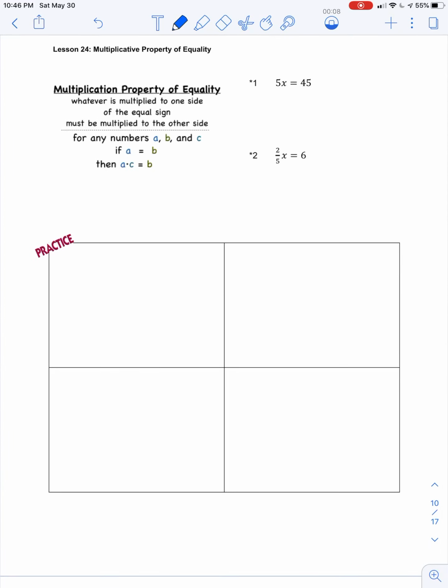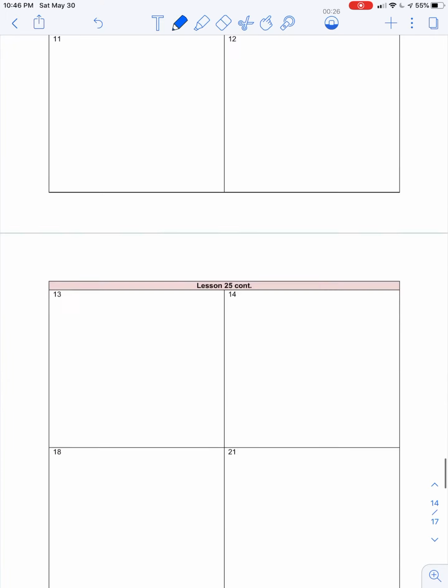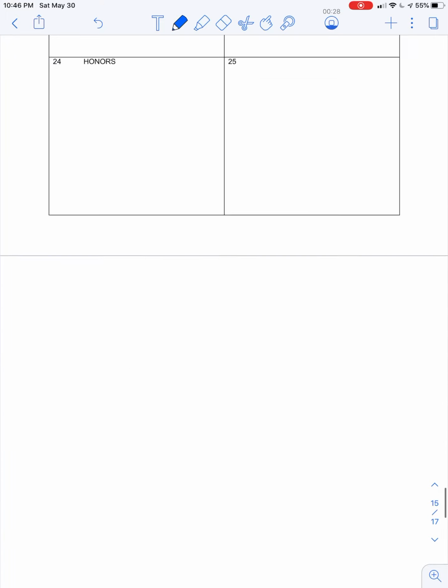Let me go ahead and scroll there. If you want to get your packet and open it up to that as well, that would be great. I am going to take just a couple of minutes to go over what the lesson is about today. We're going to be talking about the multiplicative property of equality, or multiplication property of equality. Either way to state it is correct.